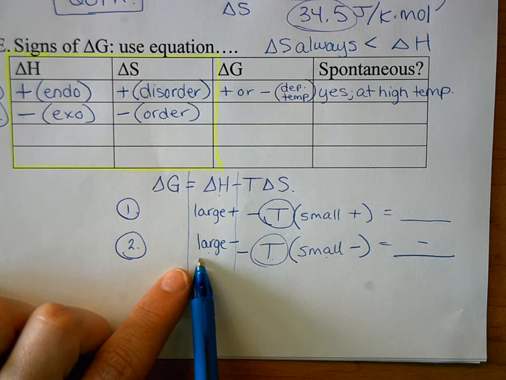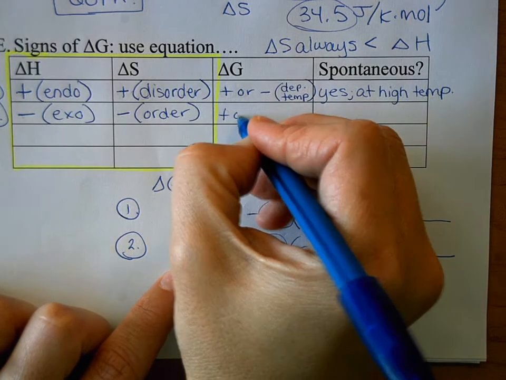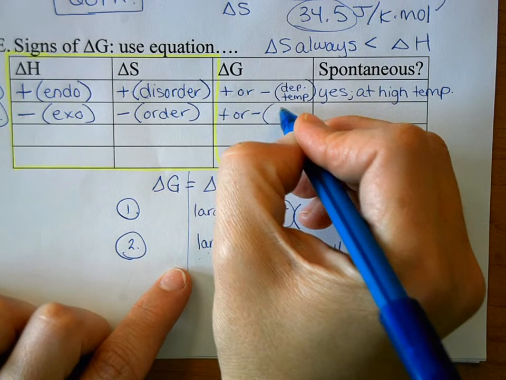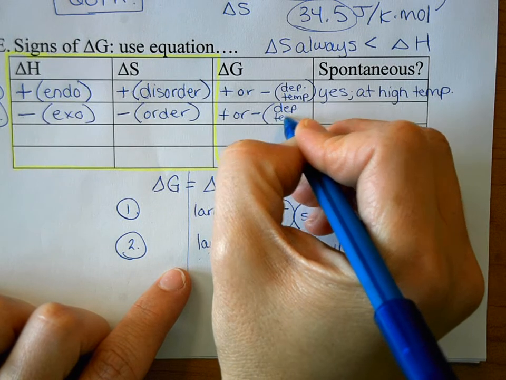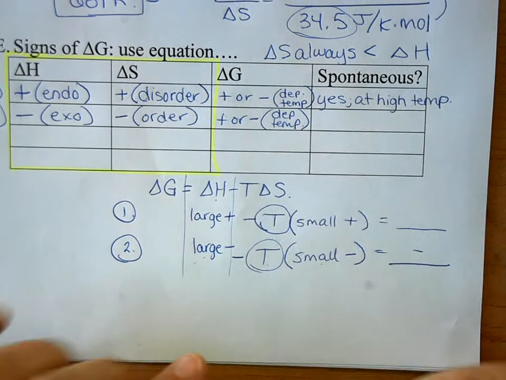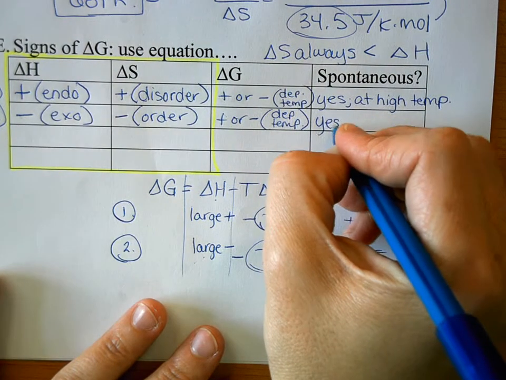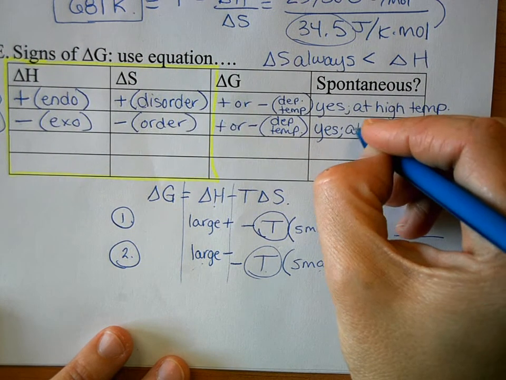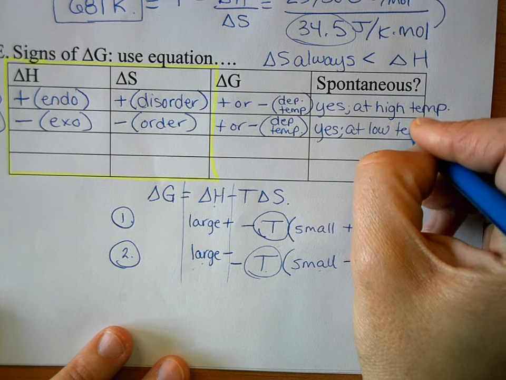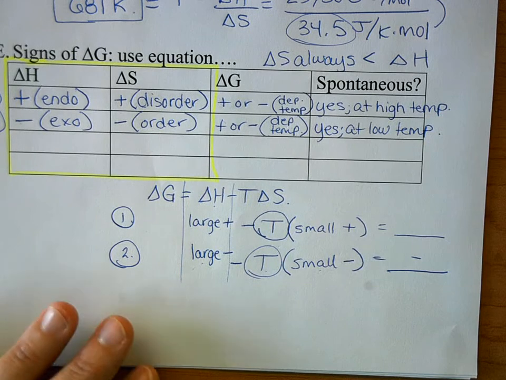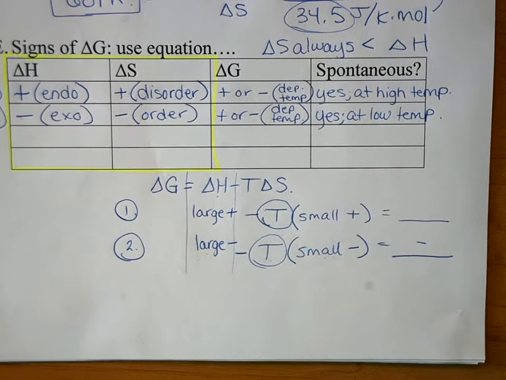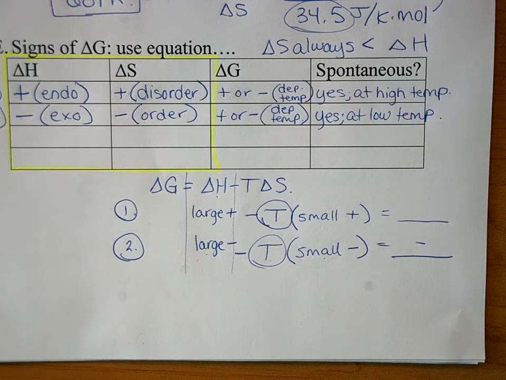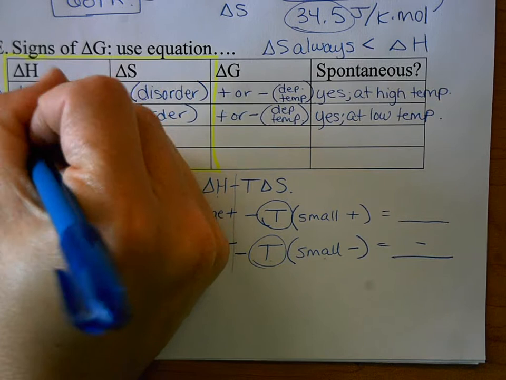So my answer here could be positive or negative, again, depending on temperature. And yes, it could possibly be spontaneous, but here it would only be spontaneous at low temperature numbers. Okay, the next ones will be easy. If I've got positive delta H, that's endothermic.